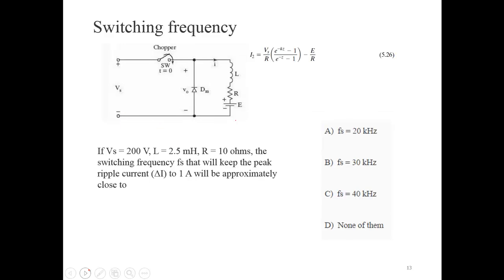The switching frequency, they ask you if this one, the ripple frequency is capped to the peak ripple current to 1 ampere. Remember that the peak value is given, like a delta I is given, a maximum of 1 amp. They ask you how much, this Vs supply is given, the inductor L is given, R is given. They ask you what should be the frequency, capped to the ripple approximately close to that one. What frequency should it be? That's what it's asking.